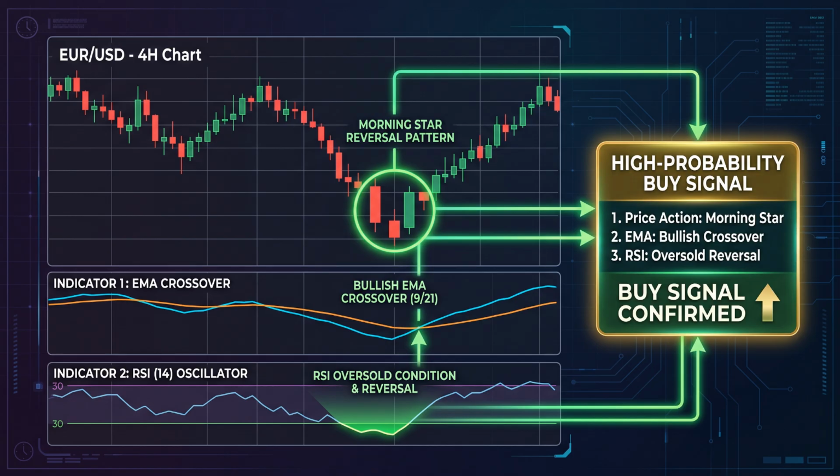Indicator 2. RSI 14. Oversold reversal and conclusion. The final signal is located in the bottom panel, showing the relative strength index, RSI, using a standard 14-period lookback. The RSI is a momentum oscillator that measures the speed and magnitude of recent price changes to evaluate overbought or oversold conditions. A green horizontal line marks the 30 level.